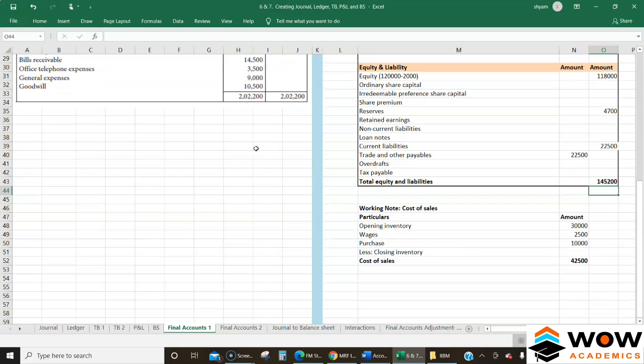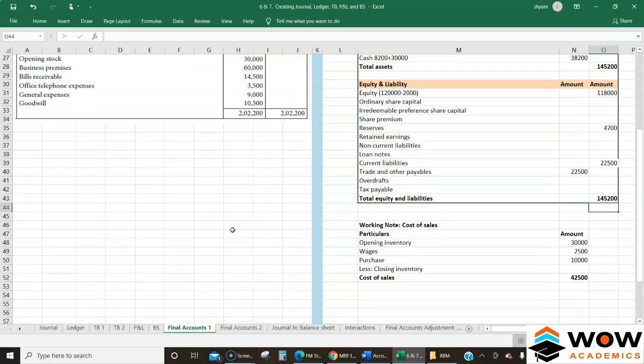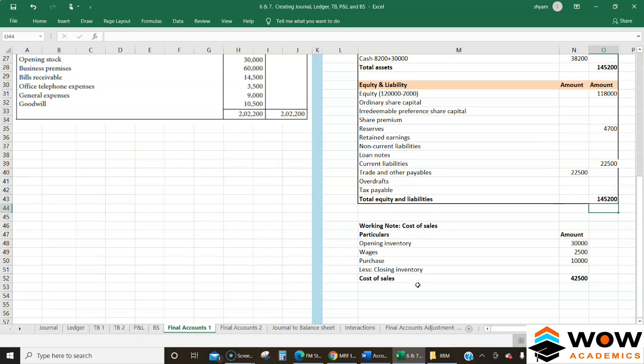If there are many items, we have to separately open a working note for each and every item. Here we have only cost of sales, which has 3 items inside.